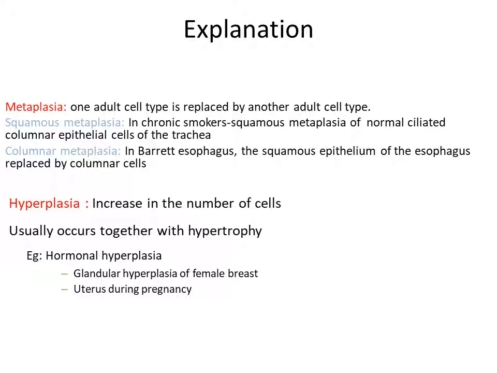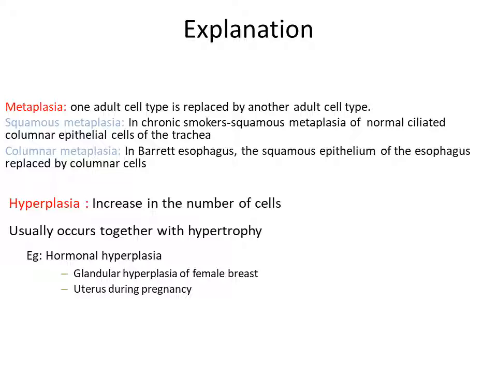So next is metaplasia. So what is metaplasia? Metaplasia is where one adult cell type is replaced by another adult cell type. So a mature cell type is replaced by another mature one, not a premature one. So you have to be very clear. Metaplasia is a reversible process.